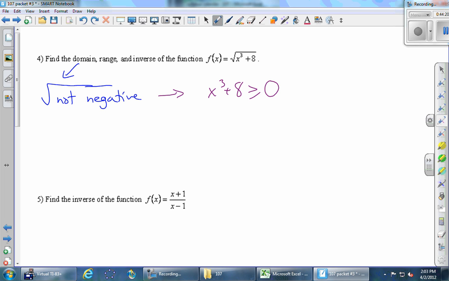Now, solving this is something we've never tried before. I mean, there's an inequality with an x cubed in it. We haven't done one of those. They are kind of tricky, but we're not going to do too much with this. Let's just pretend that it's equal to 0. What value of x makes that equation true?